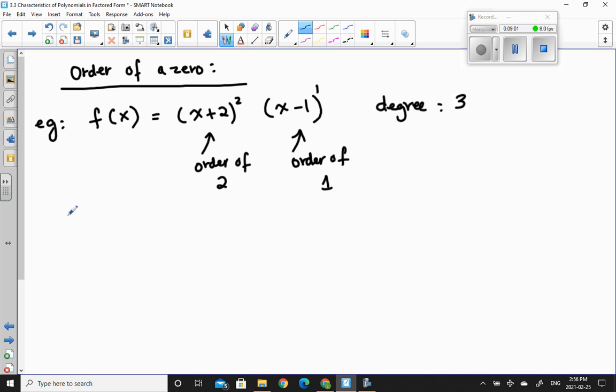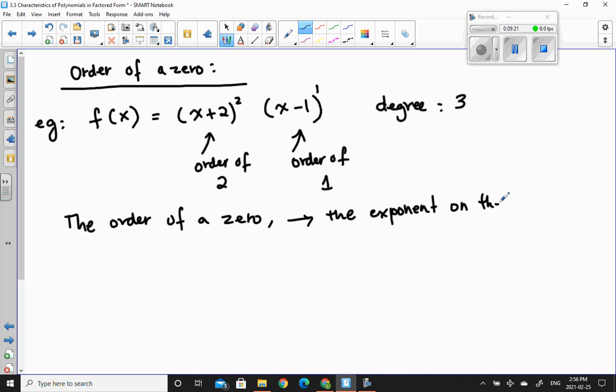Okay, so the order of a 0. So if I say, what is the order of the 0 which is -2, what I'm actually asking for is the exponent on the factor. Okay, so I asked you, what is the order of this 0 of -2? Well, it's 2. What is the order of the 0 of 1 here? It's 1. Okay.